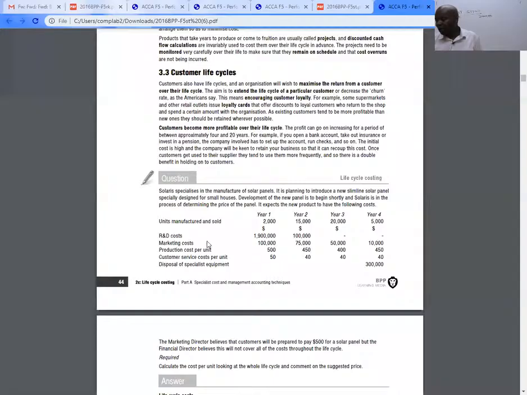How about marketing cost? The same. Marketing cost, what I'm supposed to do is to come and add all marketing cost here for all the years: 100,000, 75,000, 50,000 plus 10,000. Can a good student give me the total lump sum figure of marketing cost? Could you kindly give me an answer?